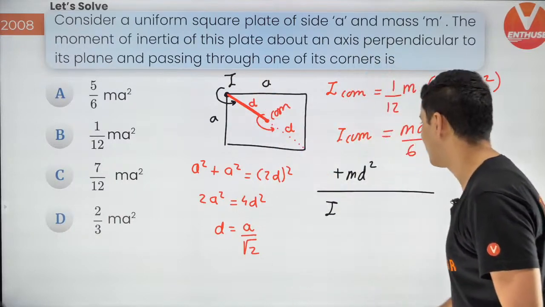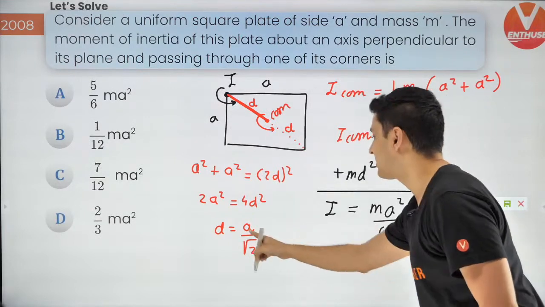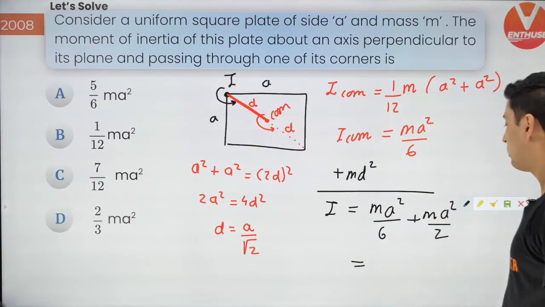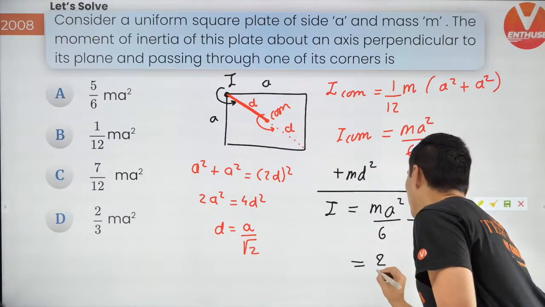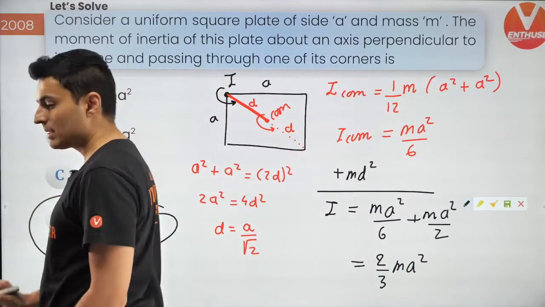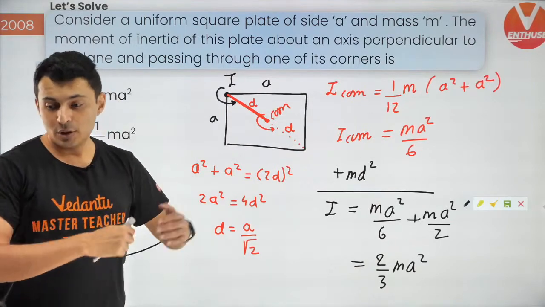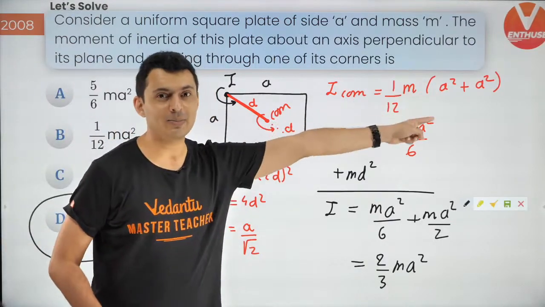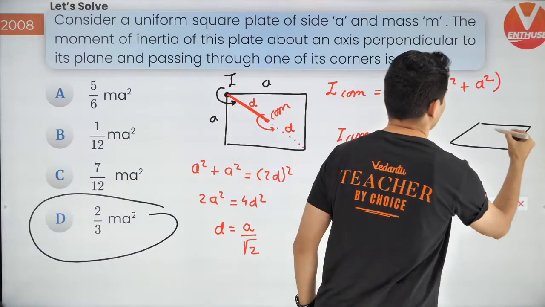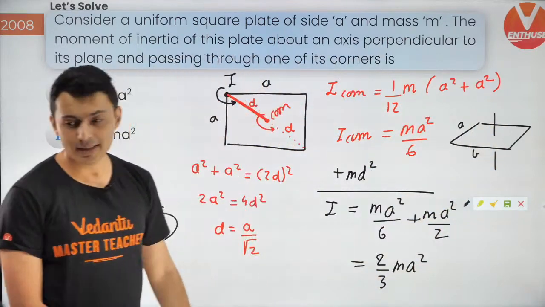The moment of inertia about this axis will be m a square by 6 plus m a square by 2. That is 1/6 plus 1/2, so it is 2/3 m a square. That's the answer. Very good. Remember, you use this, m (a square plus b square) by 12, for rectangles. So if you have a rectangle and this is the axis, with sides a and b, you can use this formula. Keep this in mind.